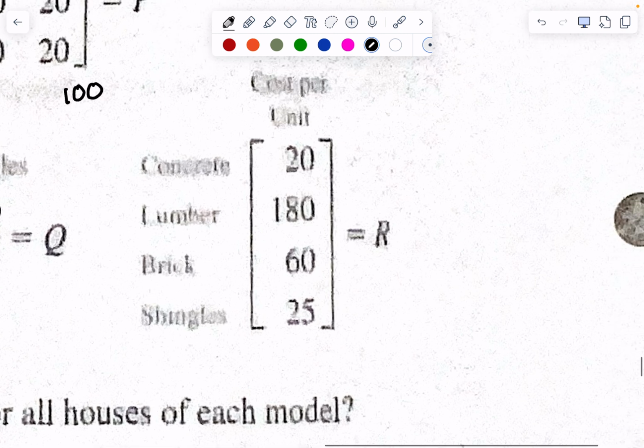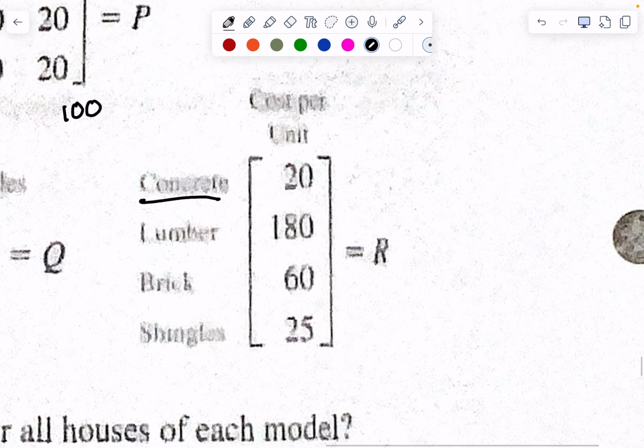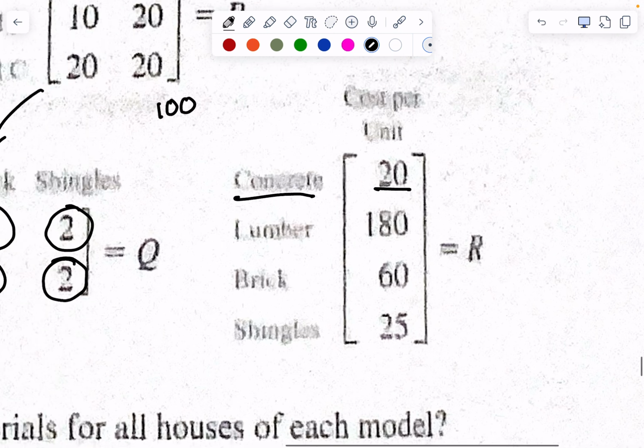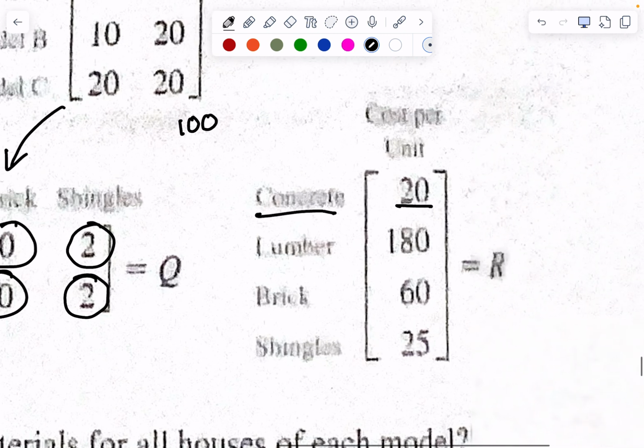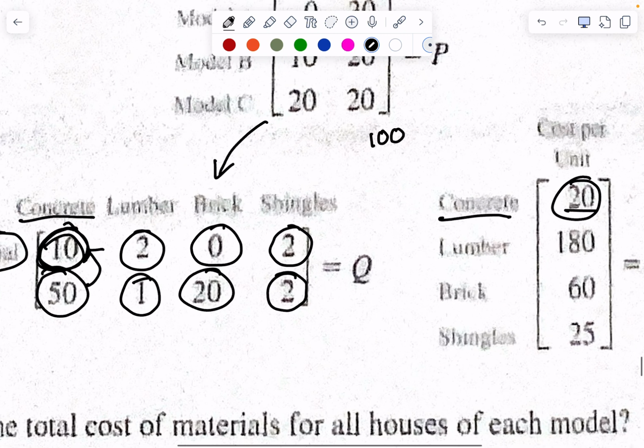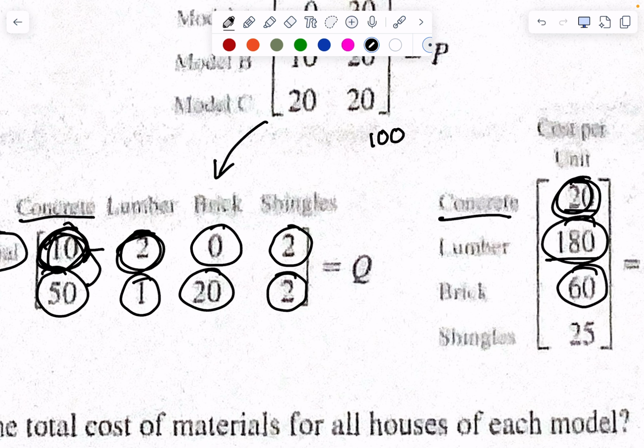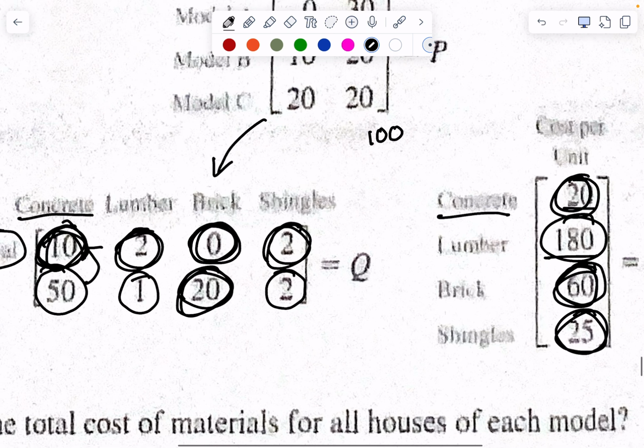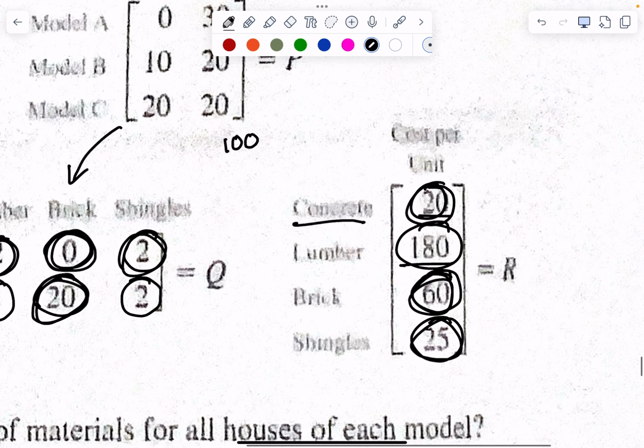Then we hop over here to the last one, where we talk about cost per unit. So concrete costs $20 per unit, right? So if this was 10 units of concrete at $20 per unit, that would be $200, right? So we end up multiplying those together. Lumber is $180 per unit. 2 units of lumber, that would be $360 or whatever, right? 60 units of brick. We don't have 0, we have 0. If we're looking at 60 units of brick for the ranch style house, that would be like $1,200, right? 25 for shingles at 2 units would be $50 per shingle. I'm guessing these are in the thousands, but whatever.